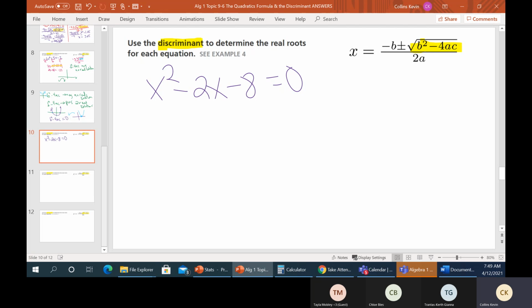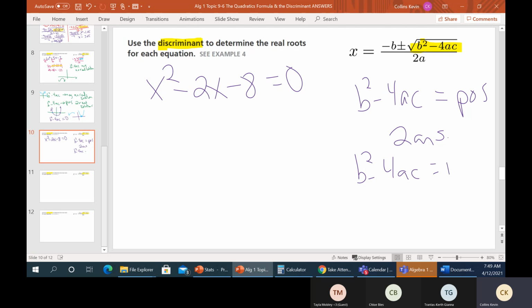Okay. So the point of the story is this. We're going to work with b squared minus 4ac. So if b squared minus 4ac equals something positive, we have two answers. If b squared minus 4ac equals something negative, we have 0 real answers.